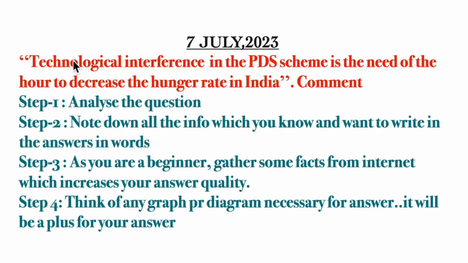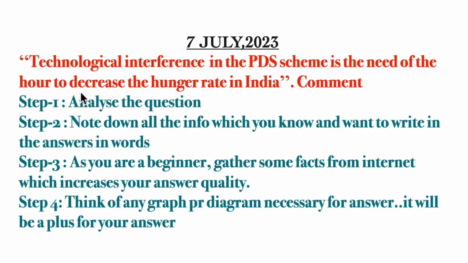Okay, so: technological interference in the PDS scheme is the need of the hour to decrease the hunger rate in India. So you analyze this question. So this one, they are asking about the PDS scheme, and technological interference means you have to write the defects of PDS scheme without technological interference and the advantages if we involve digital system in PDS scheme. Okay, so then they gave you hunger rate. So they gave, it is a need of the hour to decrease the hunger rate in India.